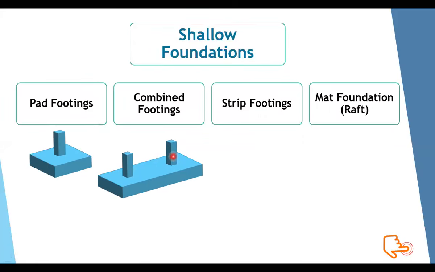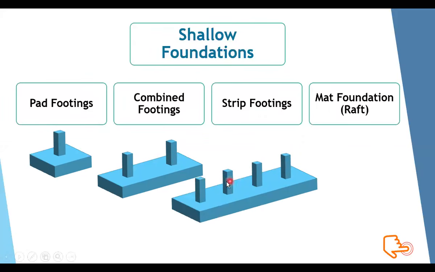If you have more than two columns, 3, 4, 5 columns or more in one line, as you can see here, we can also make one footing that will support all of these columns, and we call these footings strip footings.